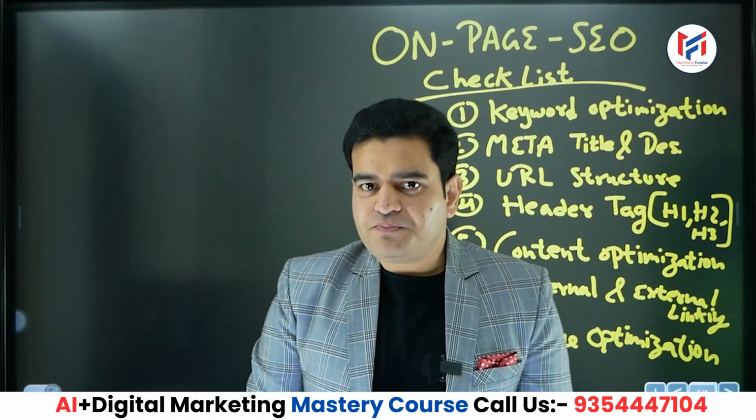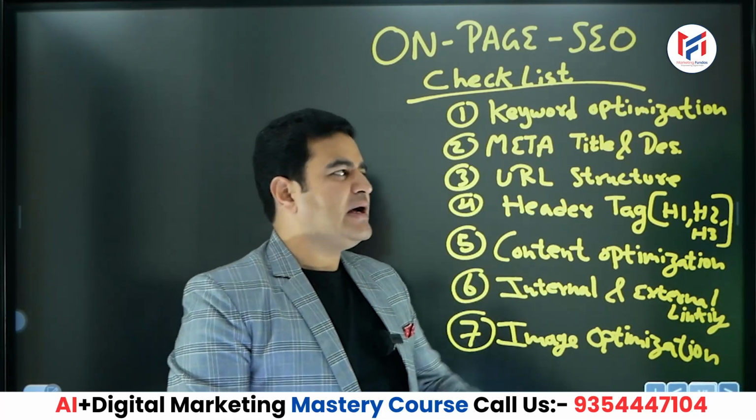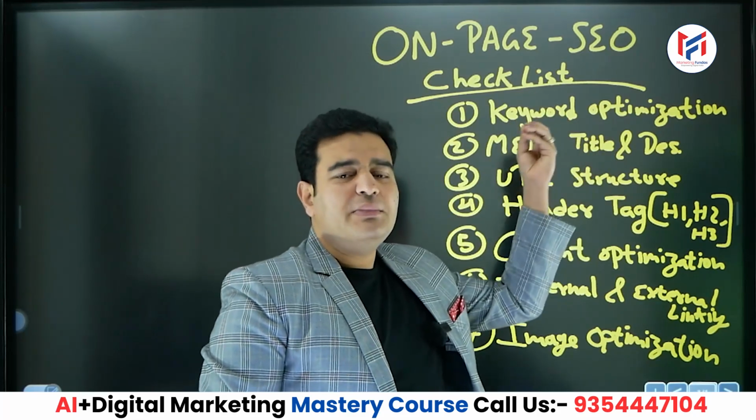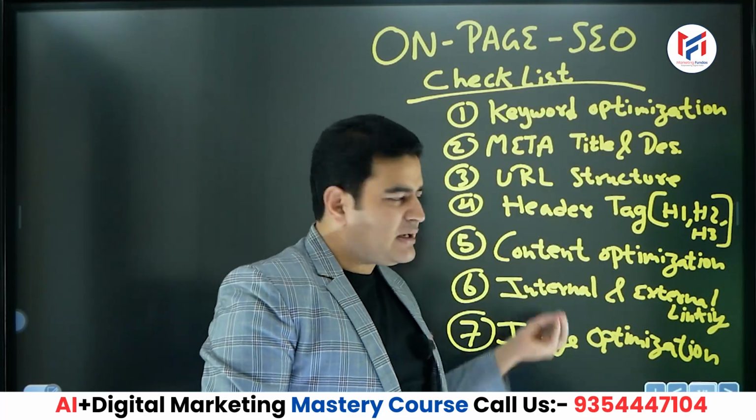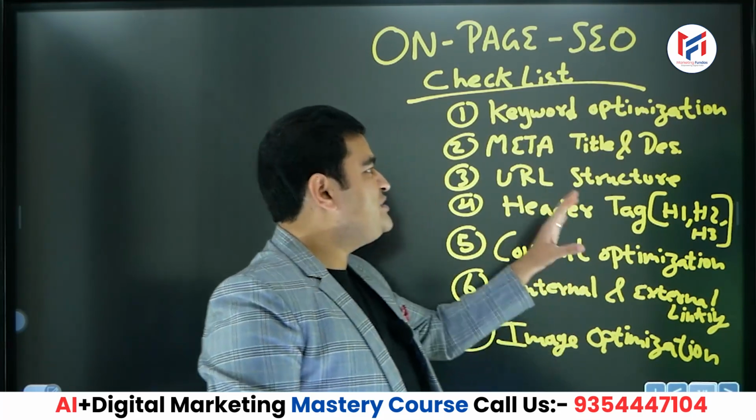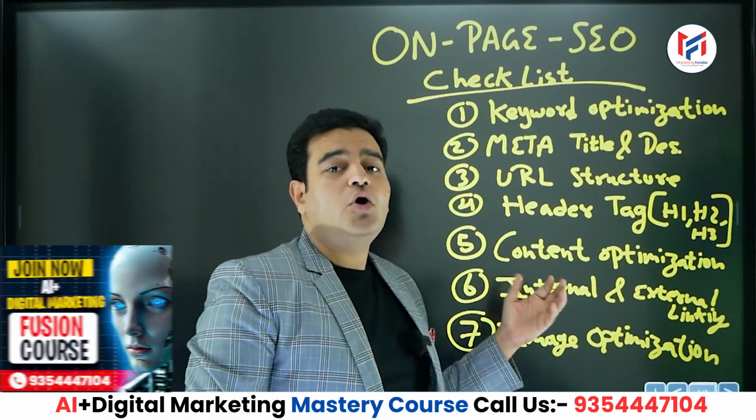On-page SEO. Earlier we learned what on-page SEO is. Now we'll explore the detailed checklist of on-page SEO factors that you need to focus on. Meaning, what do we have to do specifically in on-page SEO so that our website gets fully optimized? So friends, there are 7 major and highly important on-page SEO activities.